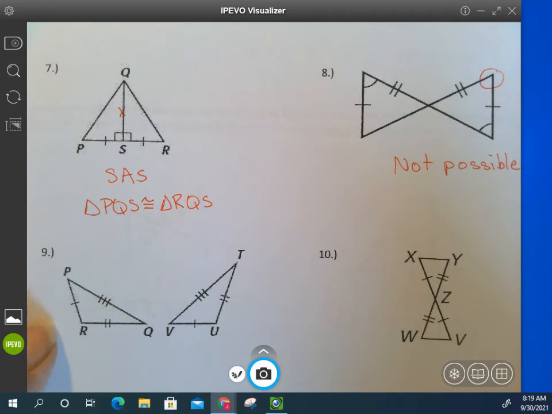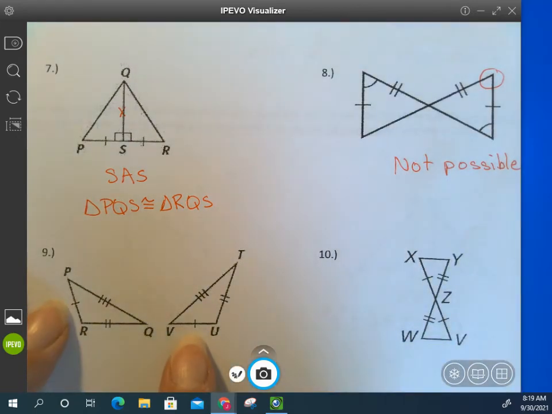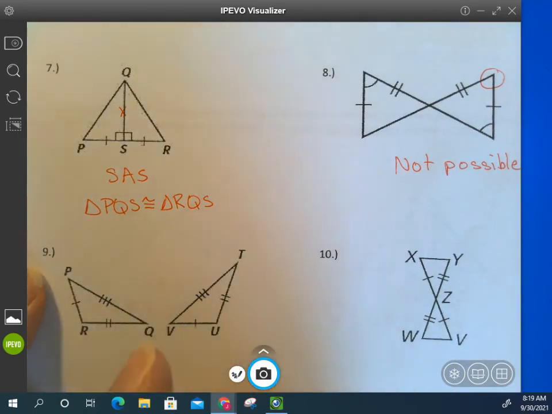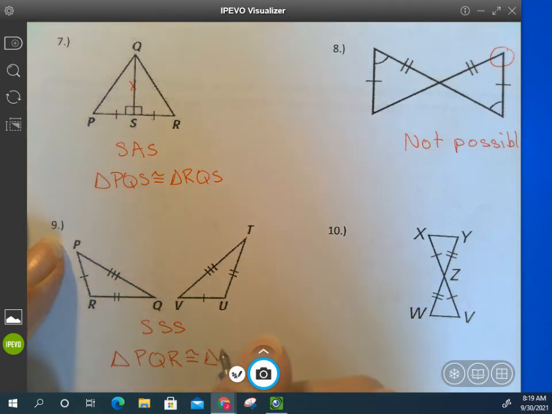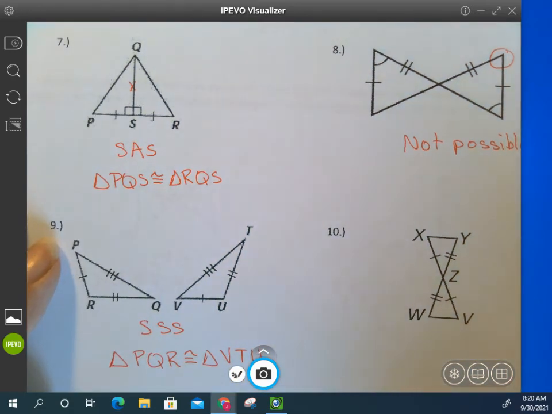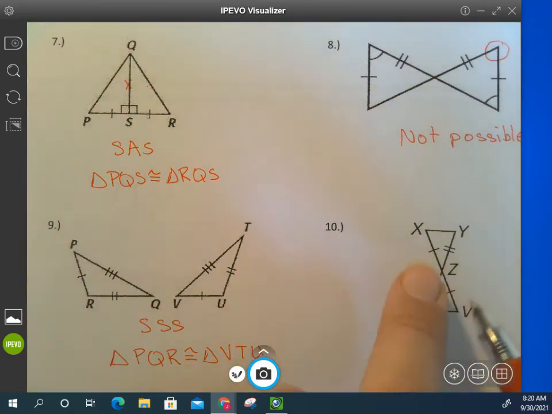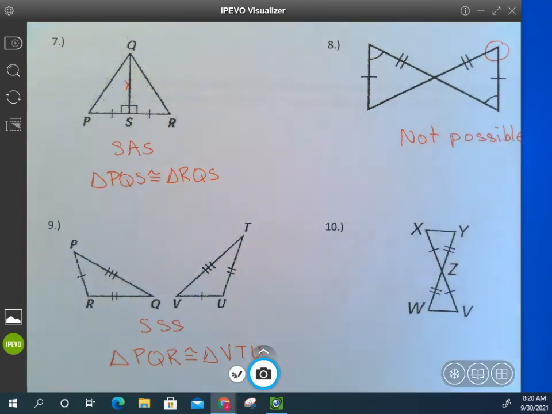Next one. Does it match up properly? 1 tick, 2 ticks, 3 ticks? Absolutely. So side, side, side. And this would be triangle PQR is congruent to triangle BTU.